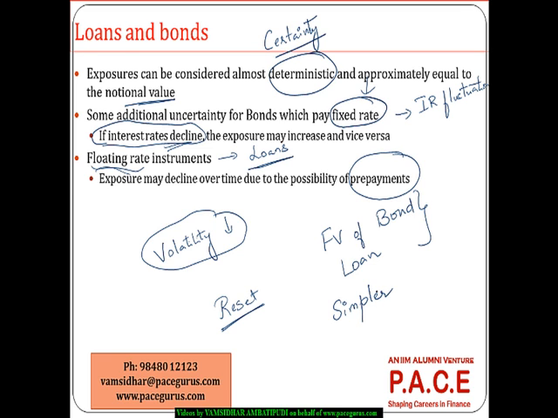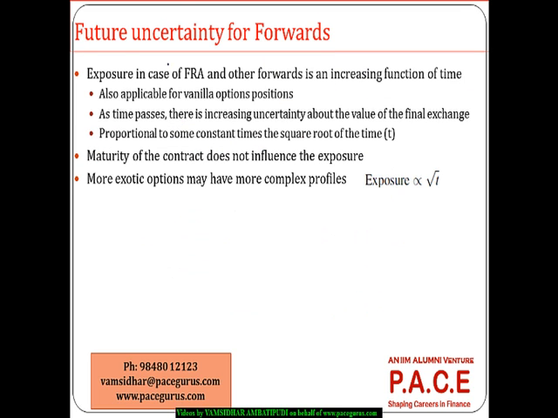Correct? Okay. Now let's look at how do I look at the future uncertainty for straightforward transactions like forwards. How can I really look at the uncertainty in case of a forward contract? Generally, we look at it as an increasing function of time. That's it. I look at it as an increasing function of time. So the exposure in the majority of the cases for forwards and vanilla options.